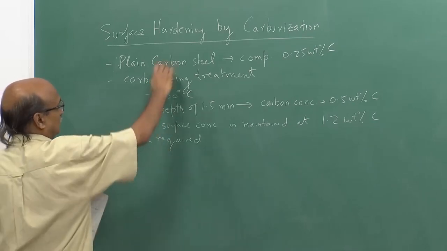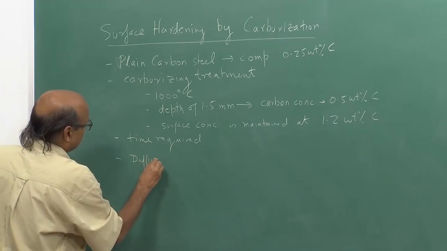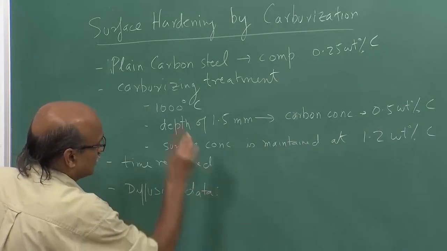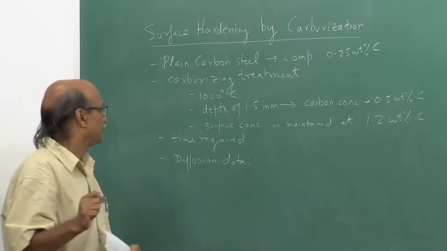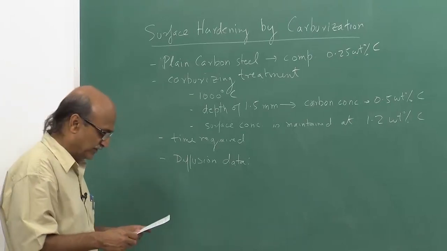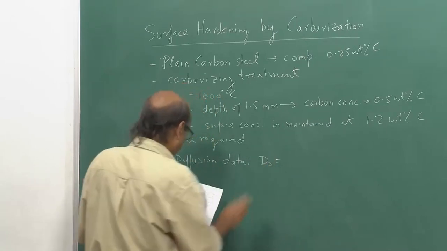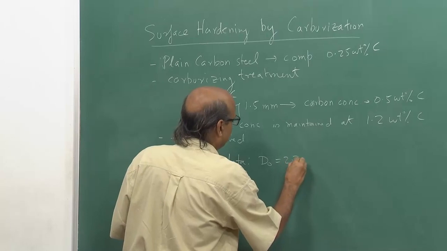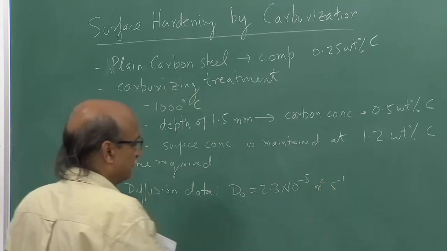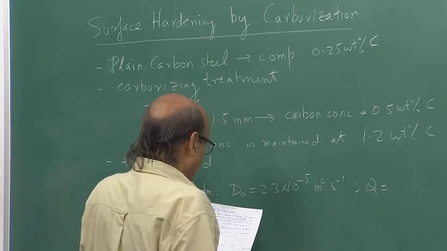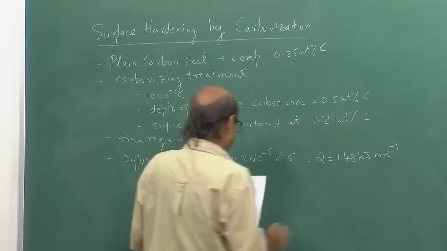One would also require, in order to solve this problem, the data for diffusion. So, at 1000 degrees centigrade, the steel will be in austenite. So, we require diffusion data for carbon diffusing in the austenite structure. For that, D0, the frequency factor, is 2.3 times 10 to the power minus 5 meters square per second. The activation energy for diffusion is 148 kilojoules per mole.